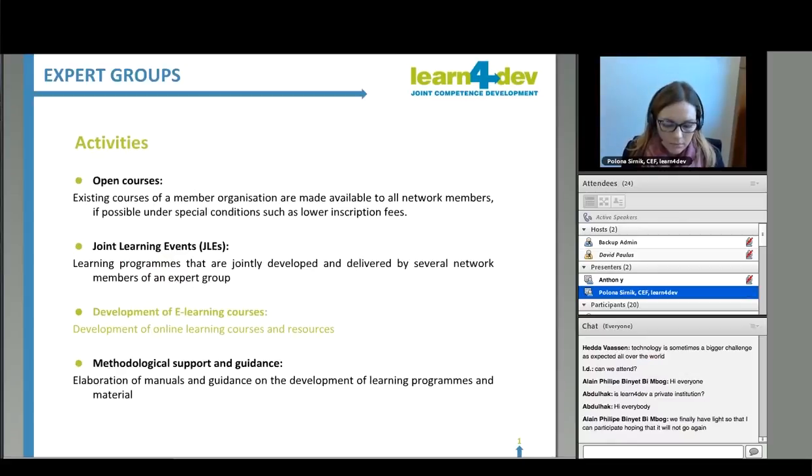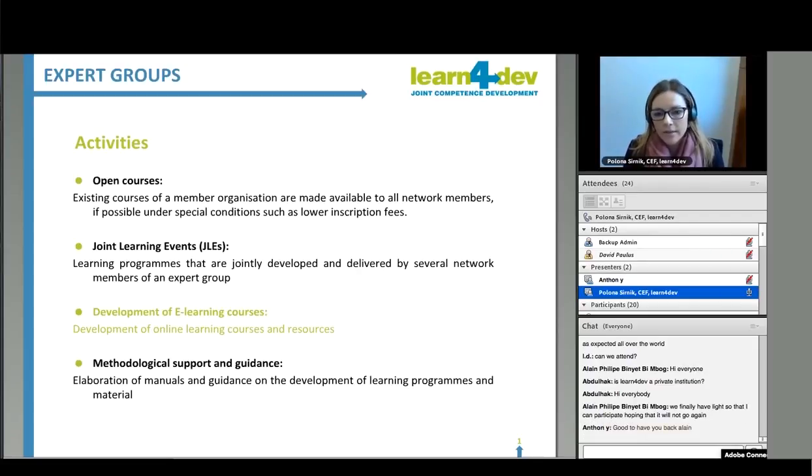So what are their actual activities? So these expert groups offer open courses, which means that existing courses of member organizations are made available to all network members, if possible under some special conditions such as lower inscription fees. Then another activity are joint learning events. These are learning programs that are developed and delivered jointly by several network members.